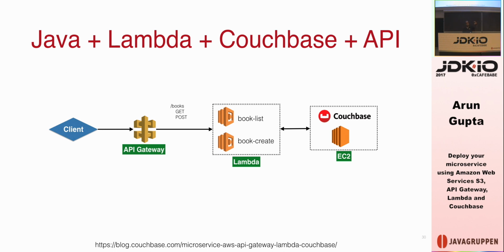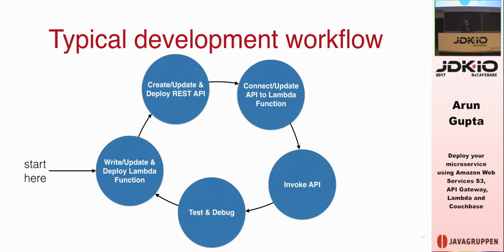So how does my microservice in that sense look like? From a broader architecture perspective, I have a client, the client that talks to the API Gateway, which can then invoke GET or POST method on the /books resource. And the GET and the POST could be two separate Lambda functions, which are then talking to Couchbase running on EC2. So that's a simple architecture that I used for my simple microservice here.